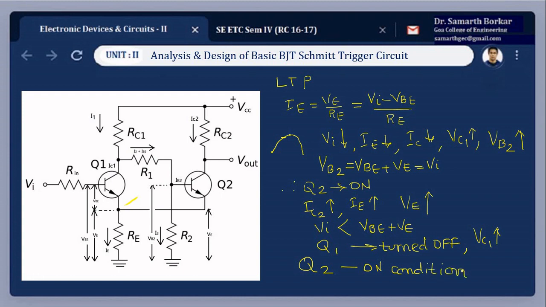So thus the value of Vi for which the transition occurs from Q1 off to Q2 on is called the lower trigger point. I'll write the full form here: lower trigger point. You can pause this slide and go through the sequence of action. Now the difference between the UTP and the LTP is referred to as hysteresis.